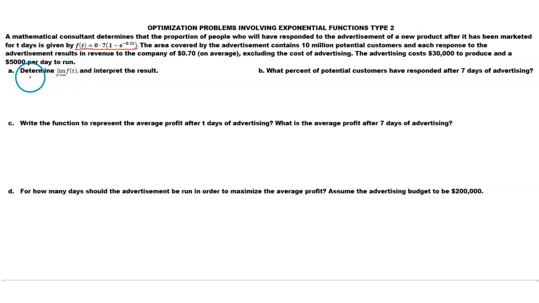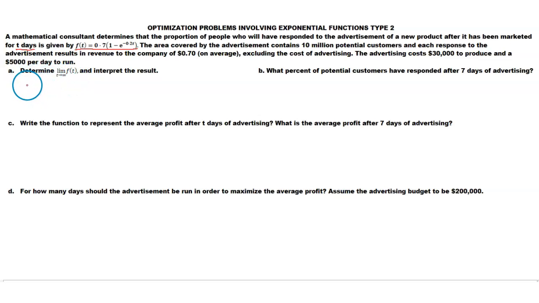Now the first part of the question wants you to determine the limit as t approaches infinity of f(t). f(t) represents the proportion of people who are going to respond to the advertisement. So if t approaches infinity, that means we run this advertisement for an infinite number of days, because t represents the number of days for which the advertisement is run. If the advertisement is run for infinite days, what proportion of people would actually respond to it? That's what this question means.